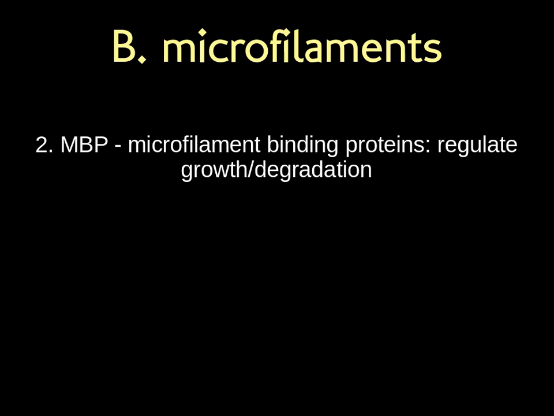Just like we had MAPs before, I often rant on biologists making things more confusing than they need to be. And in this case, they actually did a little bit better job. They could have called them also MAPs, microfilament associated proteins, but in this case we call them MBPs, microfilament binding proteins, and these are going to regulate the growth and degradation of the microfilaments.